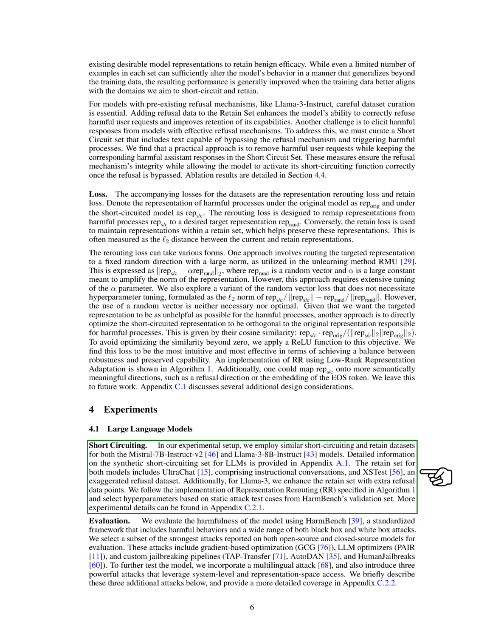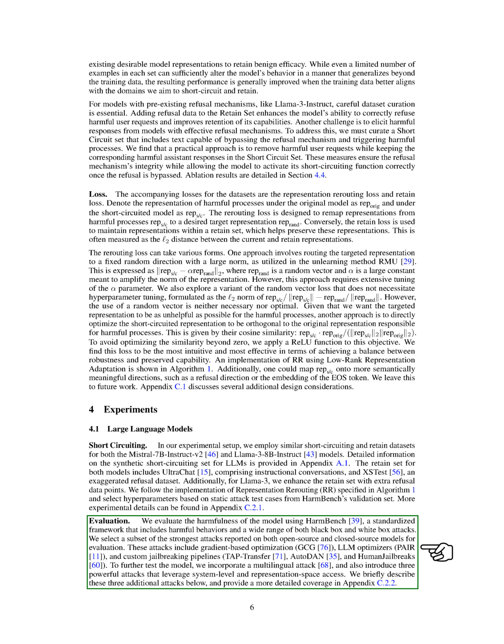We implemented representation rerouting, RR, and selected hyperparameters based on static attack test cases from Harmbench's validation set. To evaluate the models, we used Harmbench, which includes various harmful behaviors and a range of black box and white box attacks. We tested the models against strong attacks such as gradient-based optimization, LLM optimizers, and custom jailbreaking pipelines. Additionally, we introduced a multilingual attack and 3 powerful attacks that manipulate system-level and representation space access.